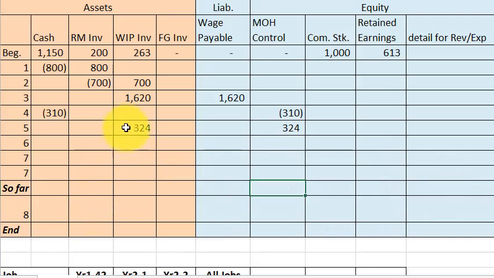Work in process goes up by applied overhead. In a normal costing system, you add the actual cost of materials, the actual cost of labor, and the applied amount of overhead. Because we're not paying for this $324, it's just a computation, the other side of this entry also goes to that manufacturing overhead control account. At this point, the difference between these two numbers is our overhead variance. Let's see how the cost sheets look.